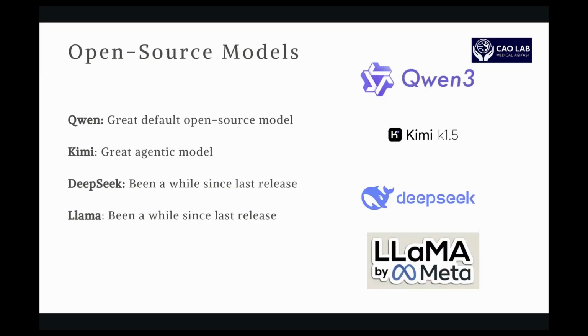All right, open source models. The default that we often use is Qwen. Kimi is a great agentic model if you want agentic stuff. DeepSeek and Llama were big names, but recently they haven't released much, so people have stopped using their models. But when they release something, generally it's quite good. So those are names to keep an eye out for.